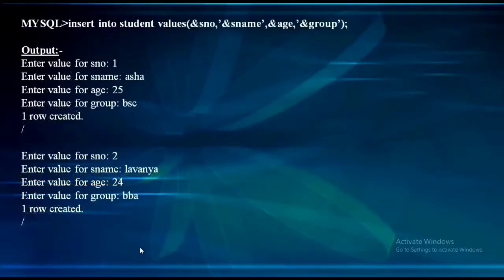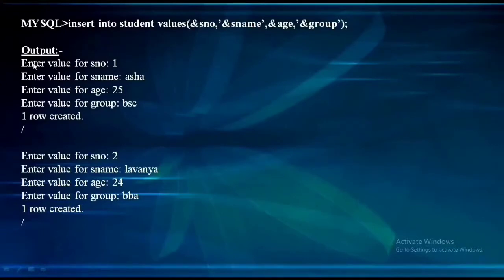After creating the table, next insert the values. The command is insert into student values. So, insert the values into the student table. First field is ampersand student number, comma, student name, age, group. Student name and group are enclosed in quotations because these two are strings, a collection of characters. Next, semicolon, press enter key.